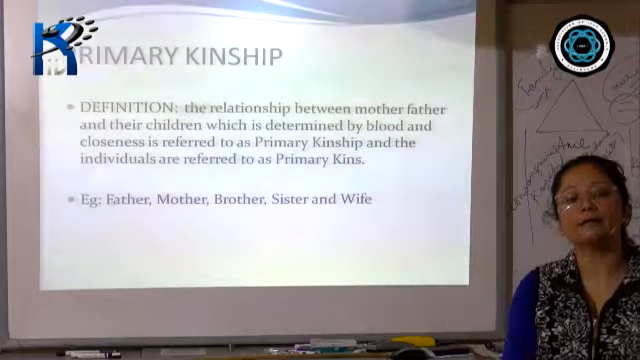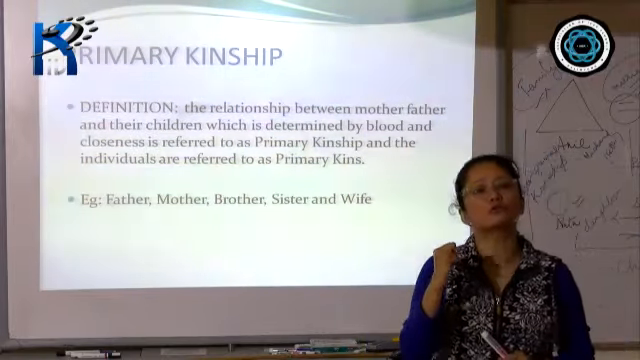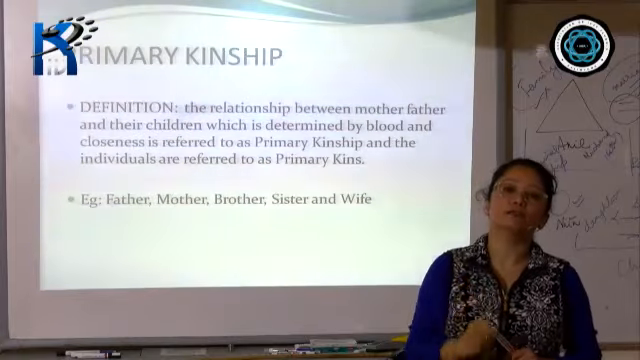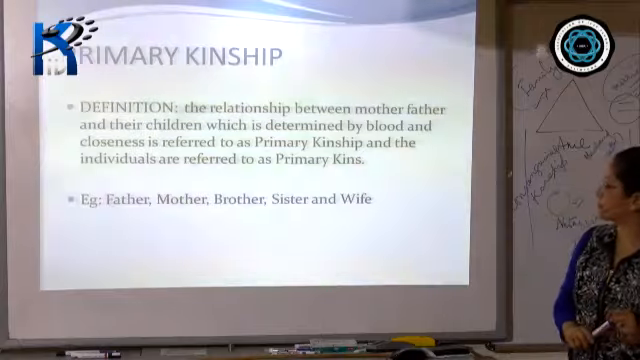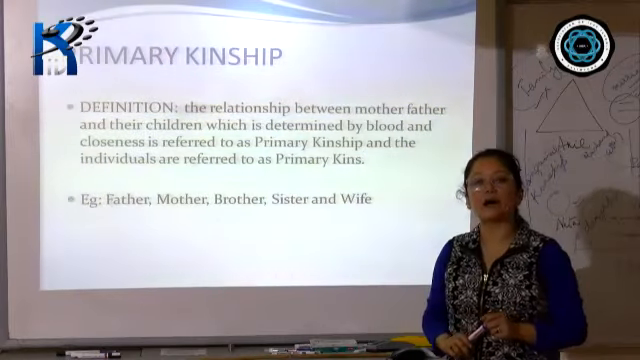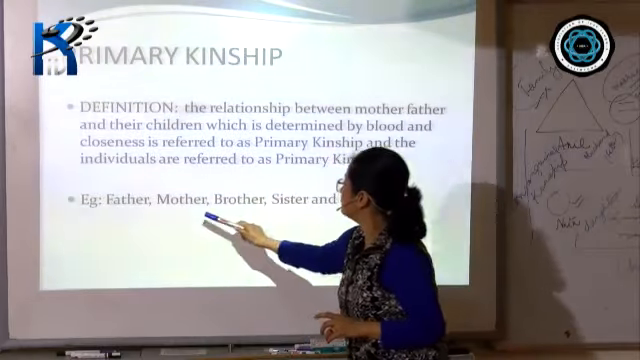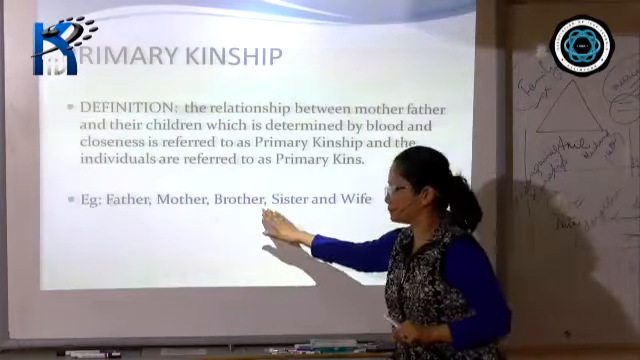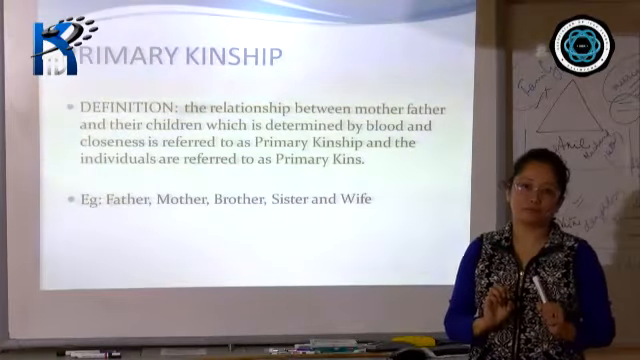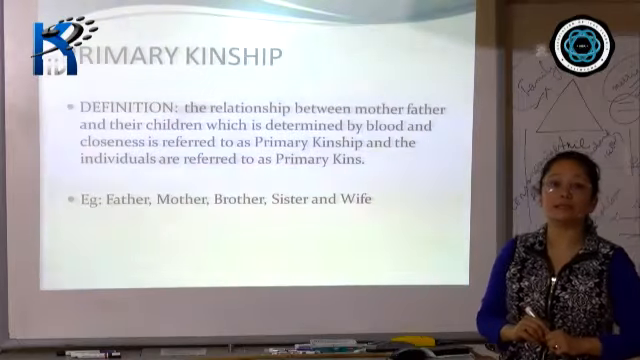That is why primary kins are those kins who are extremely close to you because of the blood relation. These individuals are referred to as primary kins. Sometimes they ask you to give examples of primary kins. So you will have to write father, mother, brother, sister, and wife. Now, father, mother, brother, sister is understood, related by blood. But what about wife? Wife is not related by blood.